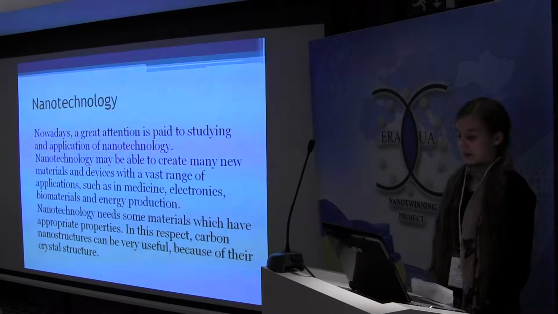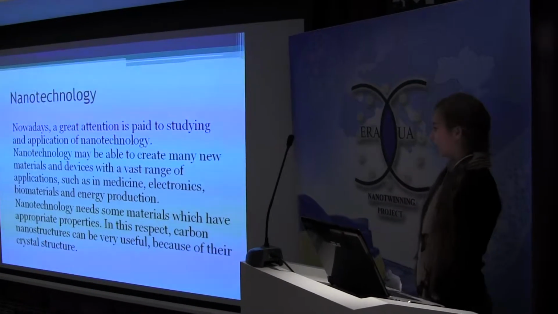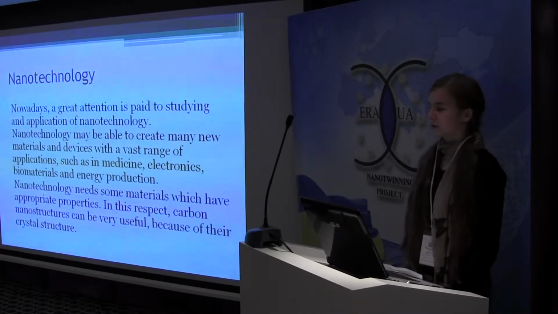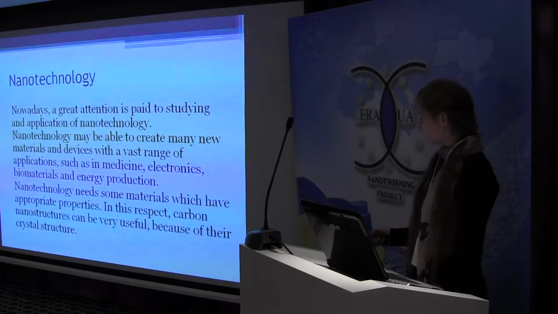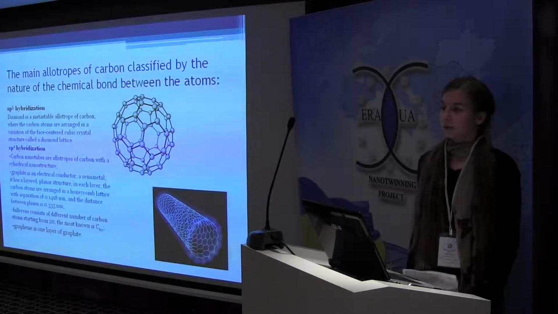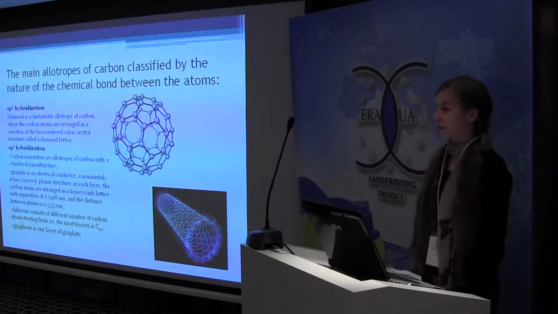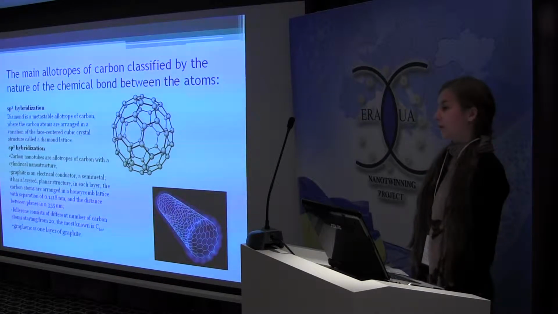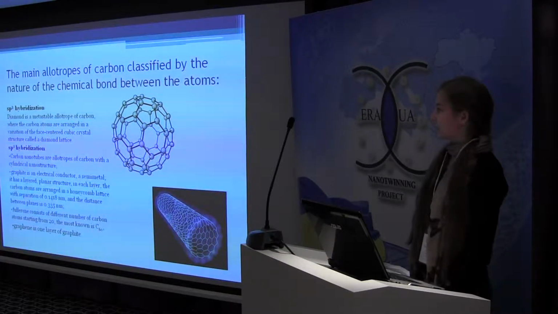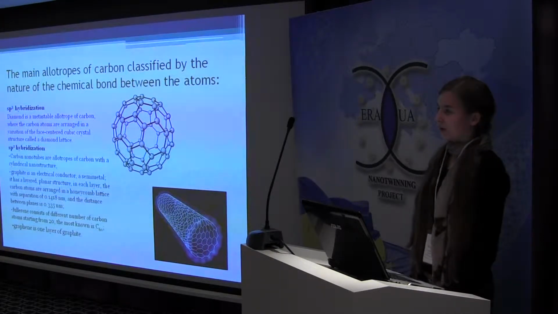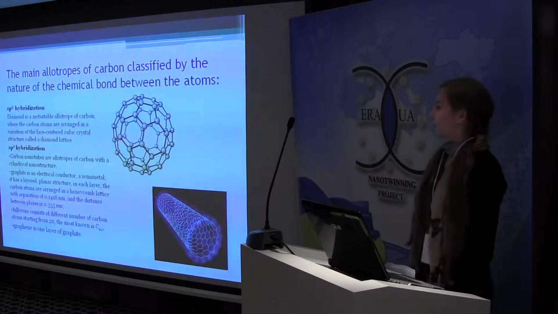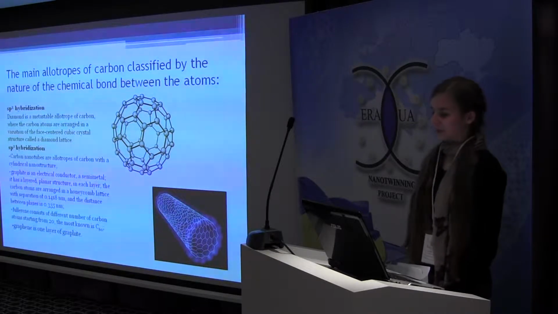Nanotechnology needs materials which have appropriate properties. In this respect, carbon nanostructures can be very useful because of their crystal structure. And now I want to draw your attention to the main allotropes of carbon, classified by the nature of the chemical bond between the atoms. sp3 hybridization: diamond is a metastable allotrope of carbon, where the carbon atoms are arranged in a variation of the face-centered cubic crystal structure called diamond lattice.